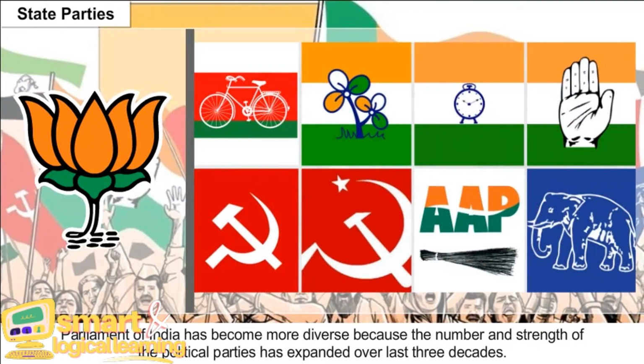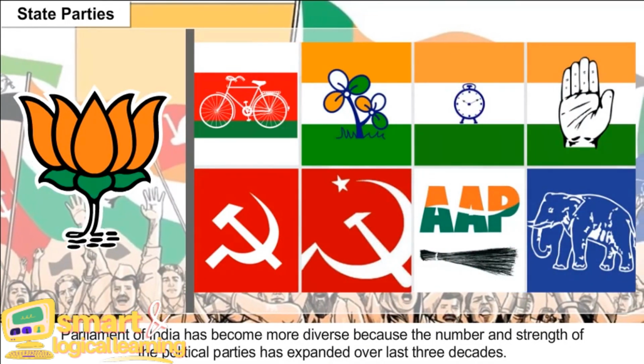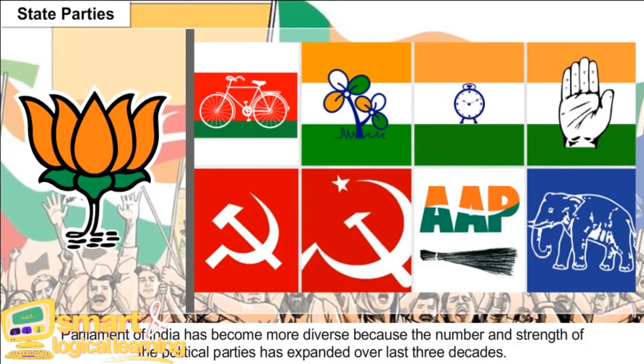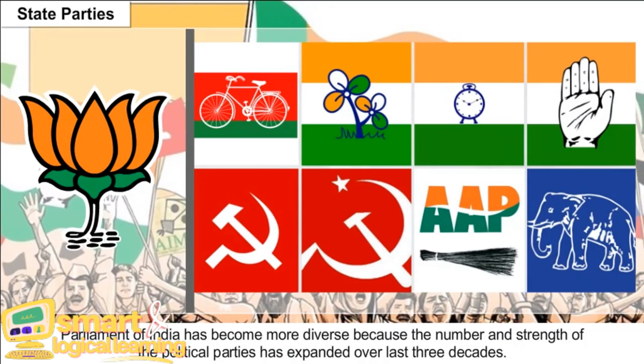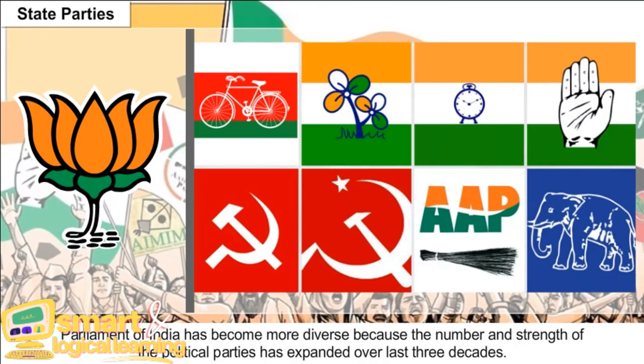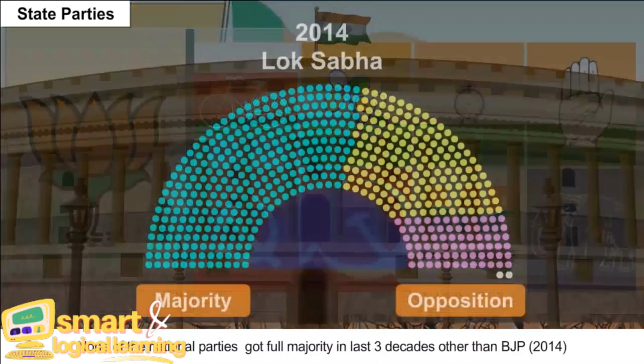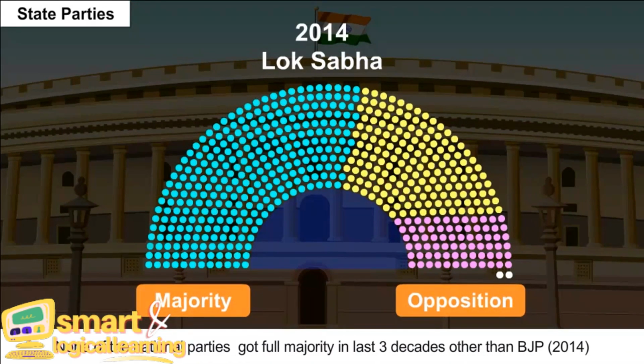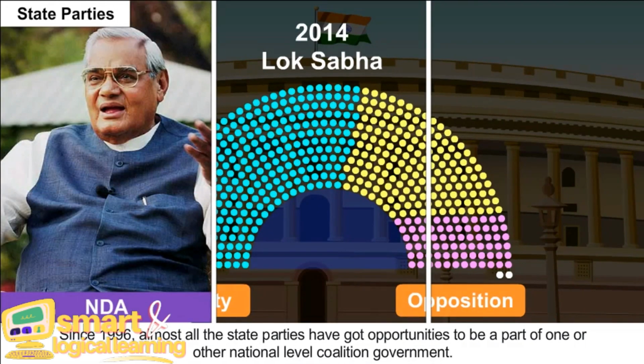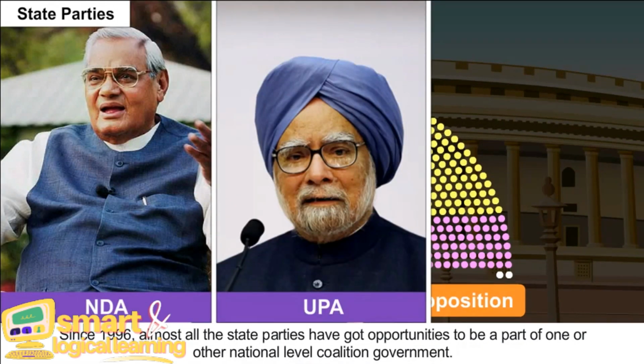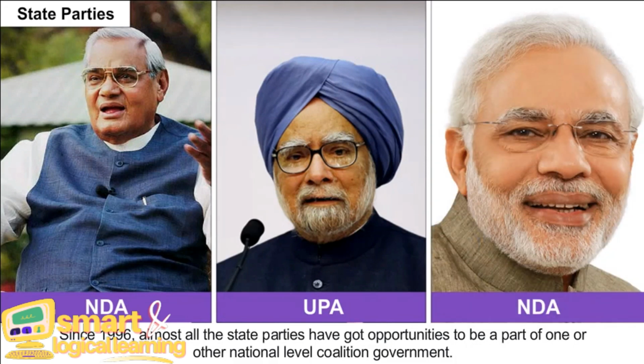The Parliament of India has become more diverse because the number and strength of the political parties has expanded over the last 3 decades. None of the national parties got a full majority in the last 3 decades other than BJP in 2014. Since 1996, almost all the state parties have got opportunities to be a part of one or other national level coalition government.